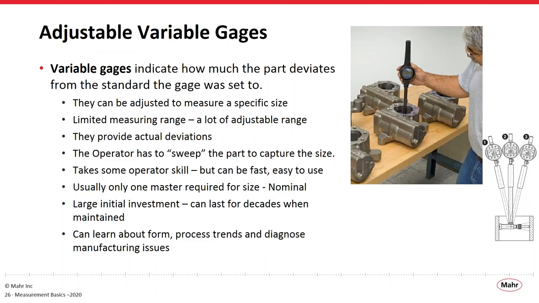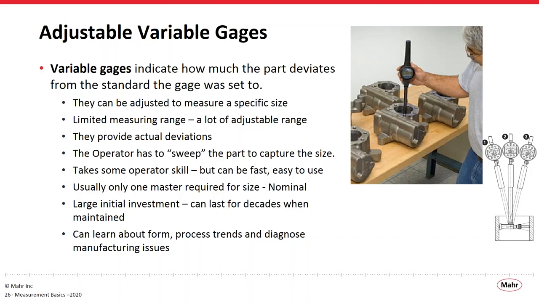So the first level of a gauge is what we call an adjustable variable gauge, kind of like an adjustable bore gauge. It's adjusted to a specific size. It has lots of adjustable range, but you can limit it to a very small measuring range. They provide, again, actual deviations compared to a master, but in this case, the operator has to sweep the part to capture the size that he's trying to measure. Therefore, it takes some operator skill, but with the right practice and experience, they can be fast and easy to use. They usually have only one master for the size we're going to measure, the nominal master.